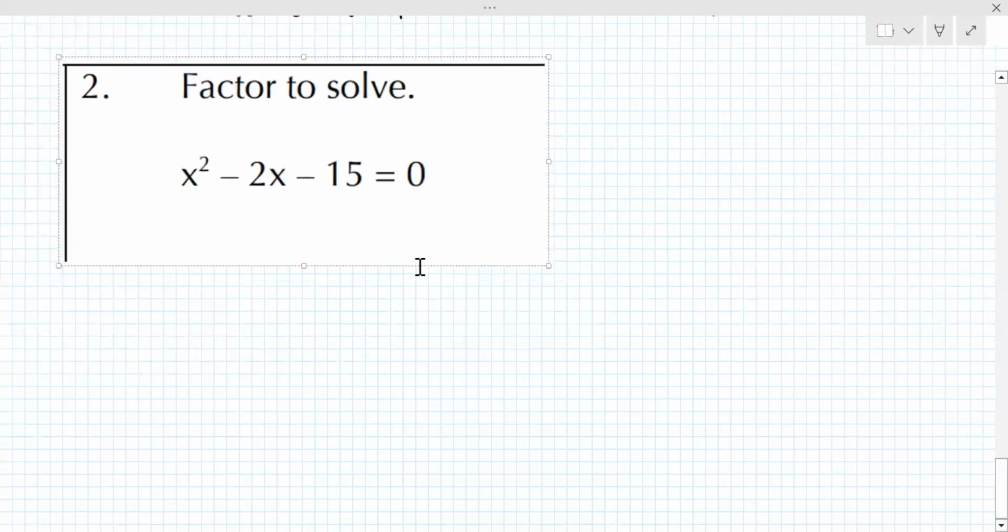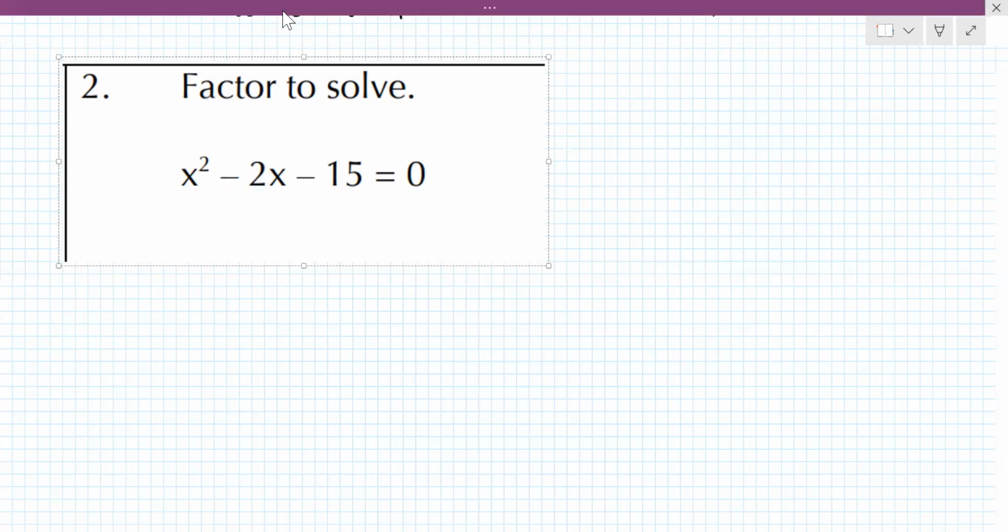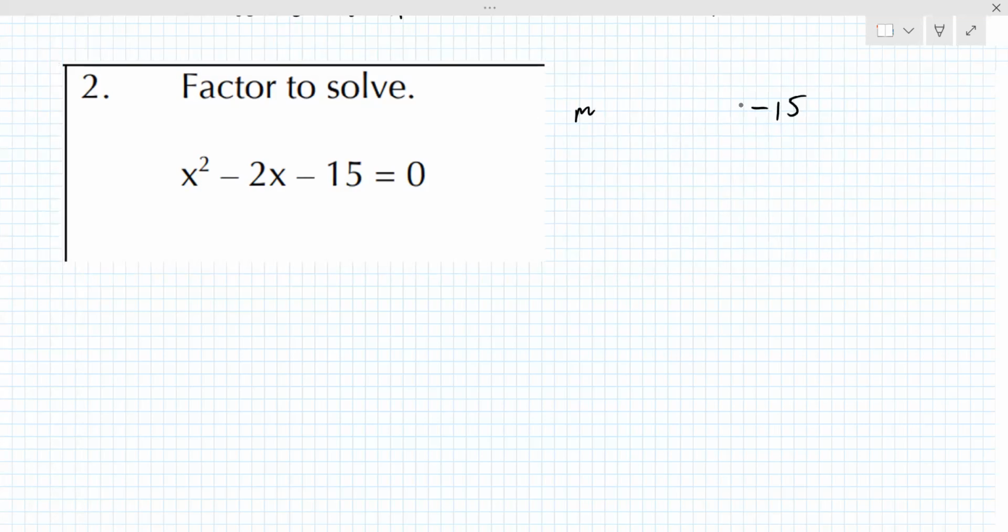All right, so here's a new problem I found. It says factor to solve. It's kind of like the one we did earlier, where you had to find two numbers that multiply to 28 but add to 11. Now your focus is on the negative 15 and the negative 2. So you've got to find two numbers that multiply to negative 15, but add to negative 2.